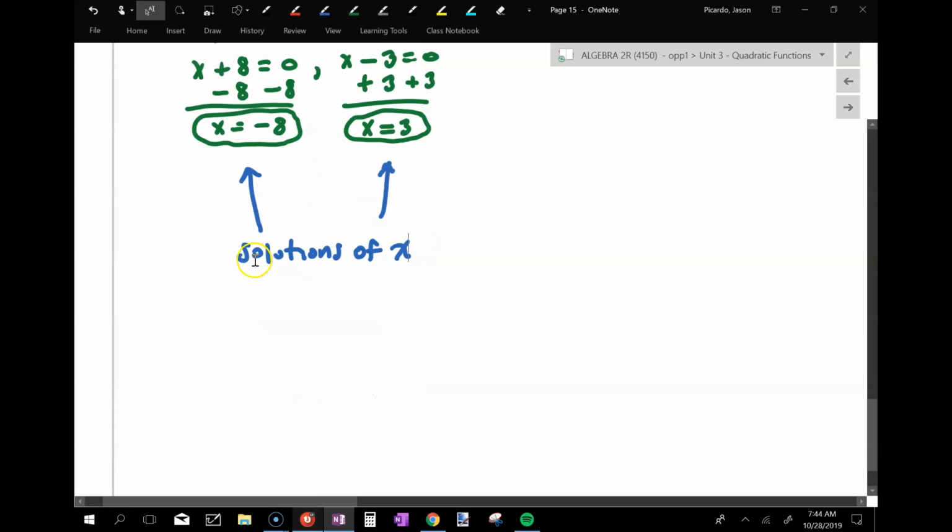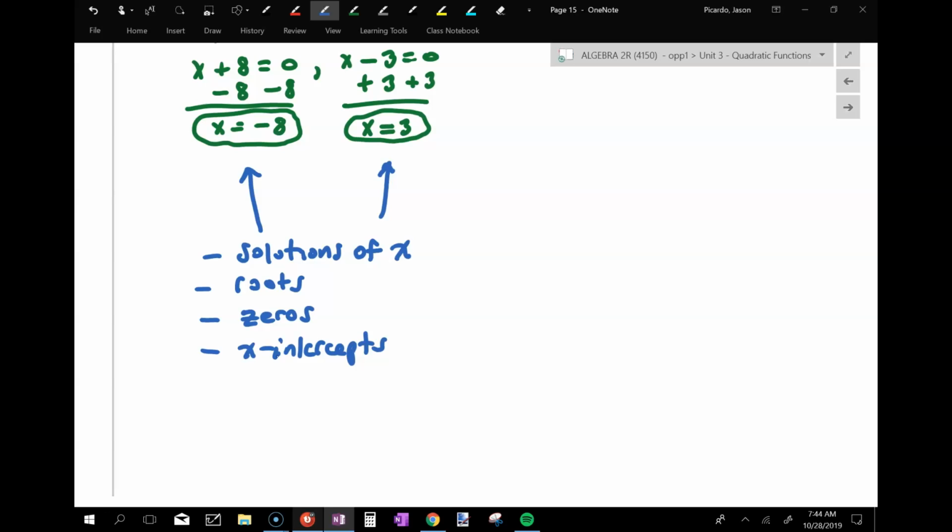Now, what are some other ways that these might be referred to? I heard the word roots. I heard the word zeros, okay? Also what? X-intercepts, right? Because we already talked about the fact that roots, zeros, and x-intercepts all mean the same thing, right? So you found the solutions, you found the roots, you found the zeros, you found the x-intercepts. All in one step. Good?